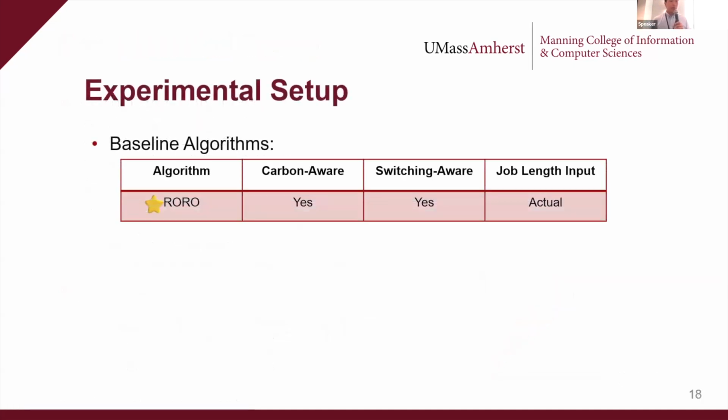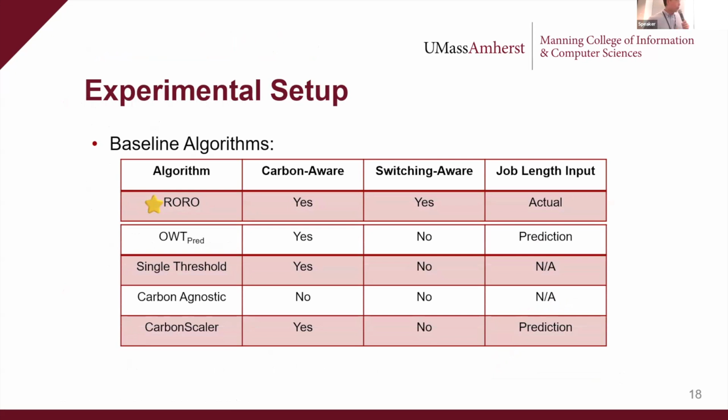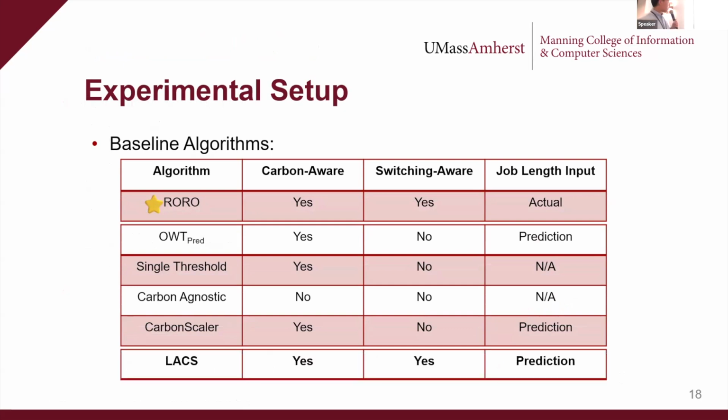And so briefly, the baseline algorithms: the first is RoRo, which does know the job length. This is the optimal online performance, and it is impossible to do better than this when the job length is unknown, so we'll be comparing against this. The other four baselines differ based on whether or not they consider the carbon intensity or switching overhead. And finally, the main one to consider, LACS, is the proposed algorithm.